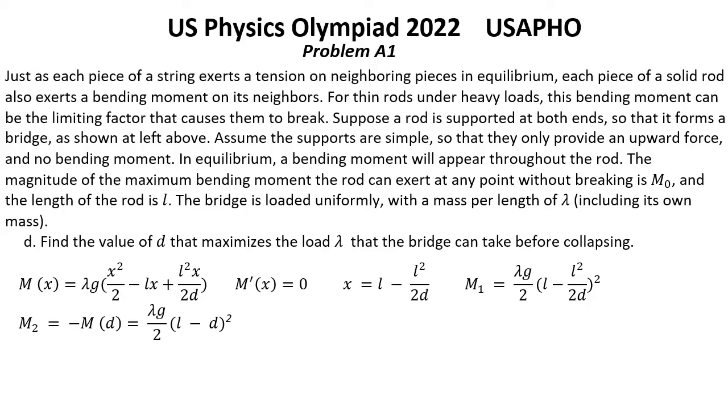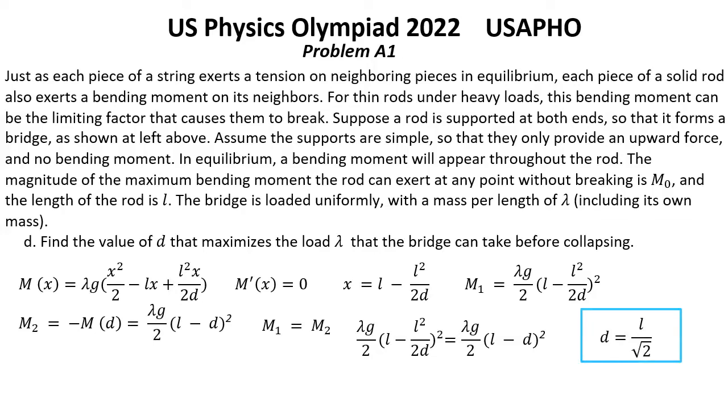Thus, when the right support is placed most efficiently, both of them will become equal to M0 just before the bridge collapses, which means we should have at some point M1 equal to M2. Equating them yields this equation, which gives the answer. This equation gives us the solution for part D, which is d equals L over the square root of 2. That was the solution for question D, and here we finished the discussion of problem A1.